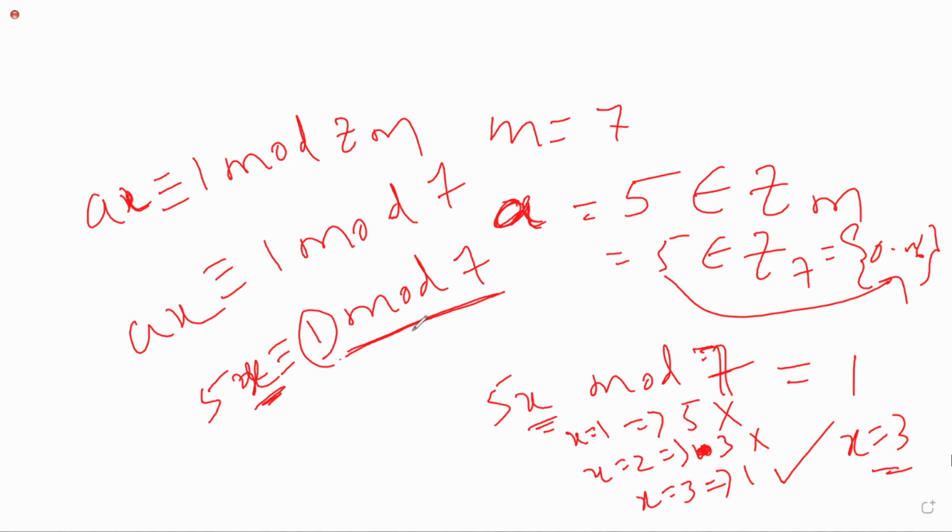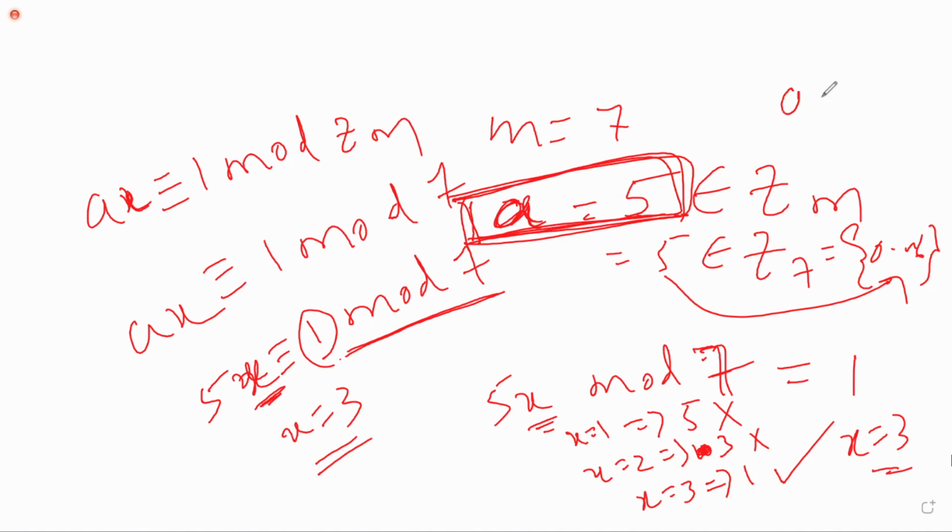So 5x is congruent to 1 mod 7 where x is equal to 3. The given value is A equal to 5. The multiplicative inverse of A is what? If A is equal to 5, the inverse of A is equal to 3. Understood? The multiplicative inverse of 5 is 3.